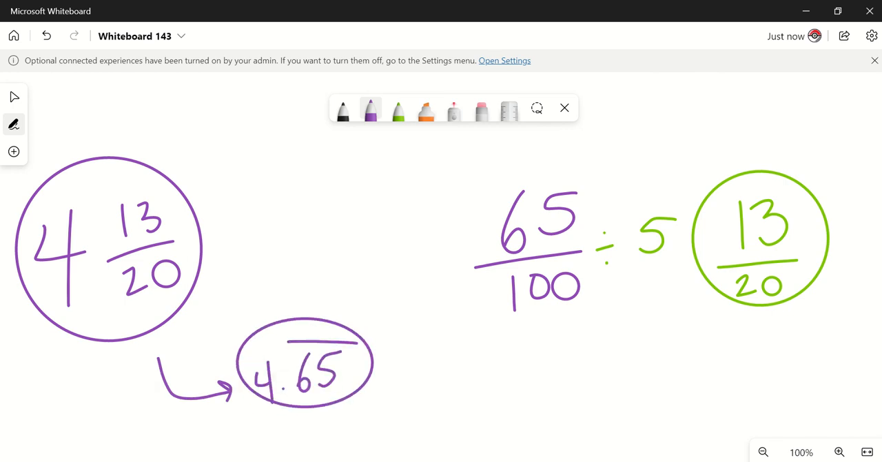So remember, the 4.65 became 65 over 100. We simplified it by dividing it by 5, which got us this, 13 over 20. 13 and 20 have no common factors at all, so I can't divide them by anything. Therefore, I'm stuck here in simplest form. This will now become 4 and 13 over 20.